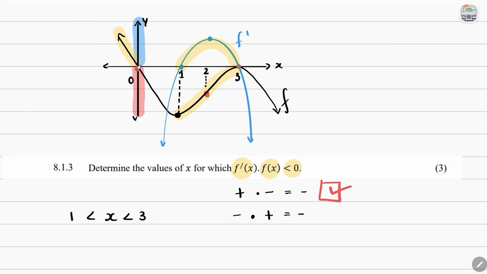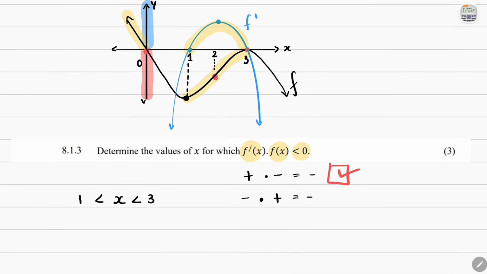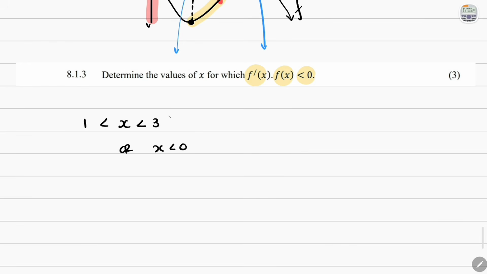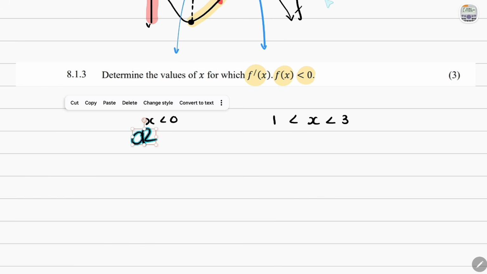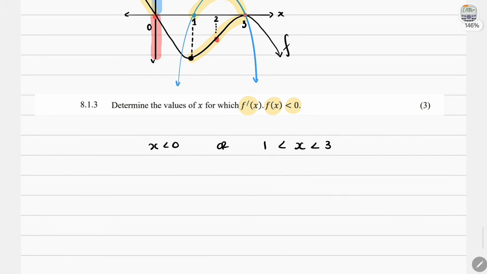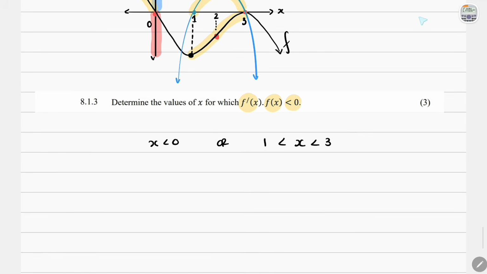Okay, so we can see that this also happens for values that are less than 0. So we can say x is also less than 0. To write it in order, I'm just going to put where x is less than 0 first, because we're writing it from left to right, or where x is greater than 1 but less than 3, and that is our answer. Moving on to the next question.